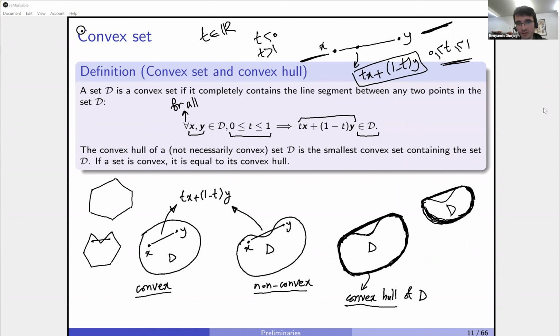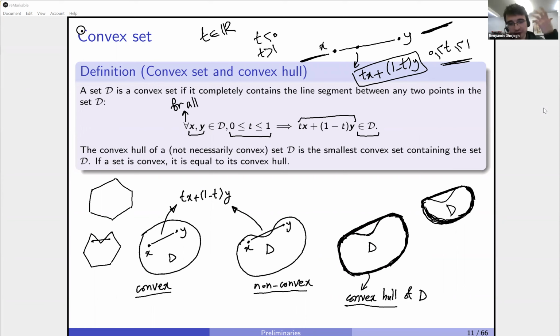And what is the convex hull? When you have a set which is not necessarily a convex set, then you can draw the smallest convex set containing that set. Then this set will be the convex hull of this set. In other words, you are trying to convexify the set.